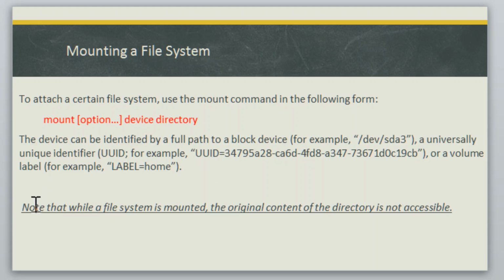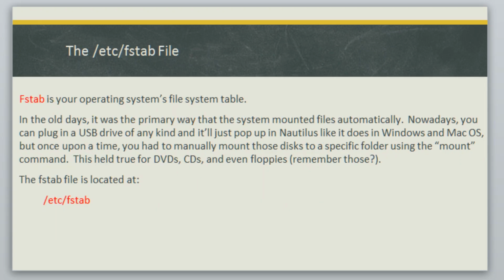Take note, guys, that while a file system is mounted, the original content of the directory is not accessible. So you have a directory, you have info on it, and then you go to mount it. None of that is going to be visible while it's mounted, so keep that in mind. So we're going to take a look at the /etc/fstab next.